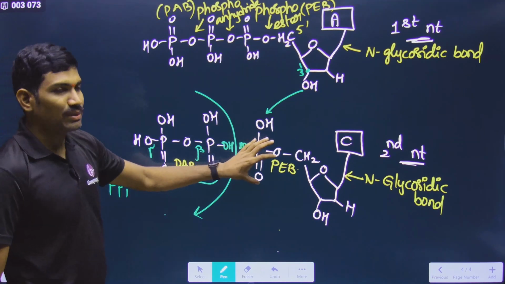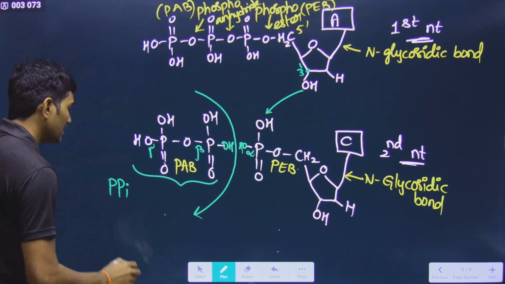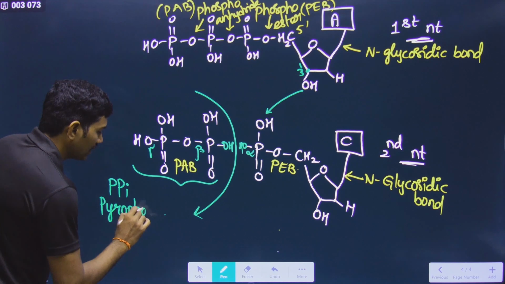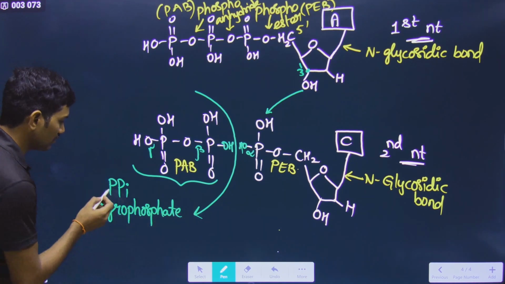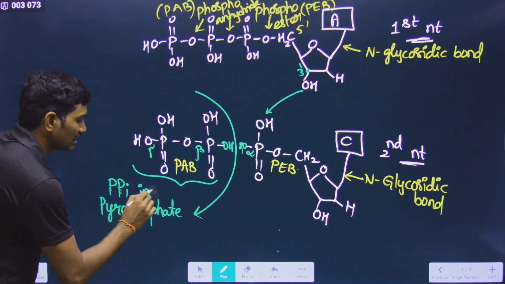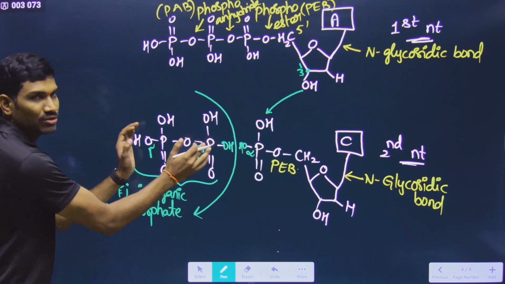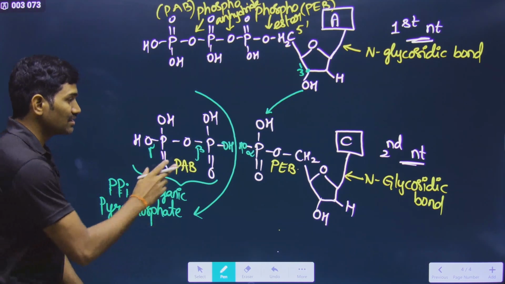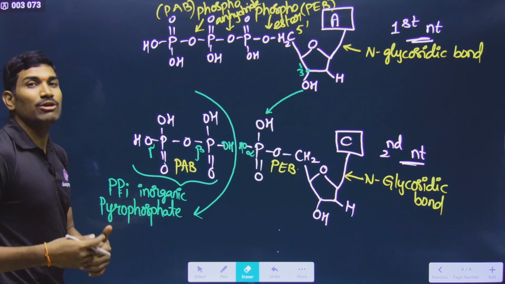If it is a single phosphoric acid, it is Pi. But if two phosphates are present, it is PPi, called pyrophosphate. Two phosphates are present, pyrophosphate. PP, pyrophosphate. But what is this I? I is inorganic. So this molecule having two phosphates is called inorganic pyrophosphate, and it again has one anhydride bond, and there is an enzyme called pyrophosphatase.